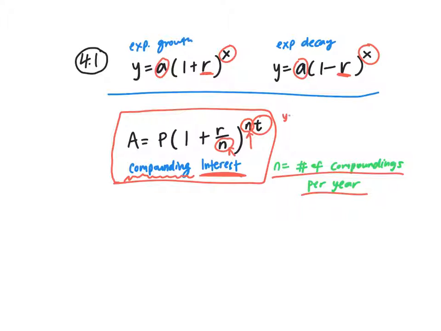T is always in terms of years. R is the annual interest rate. It's in percentage, and you have to convert it to decimal form. Remember, P is the principal, it's the starting amount, and A is the final amount that you have.